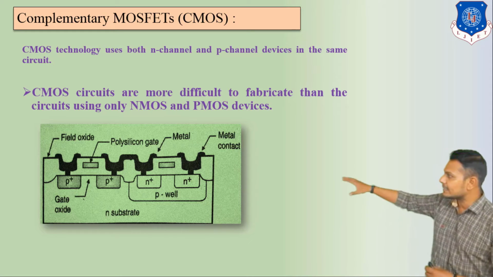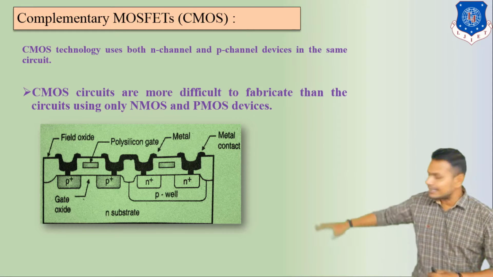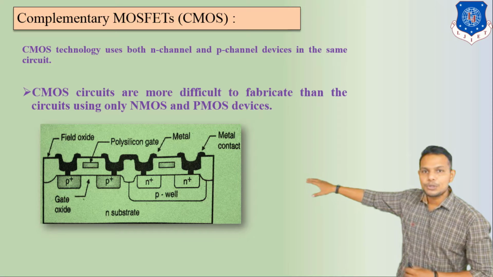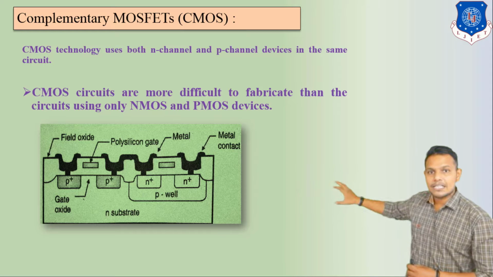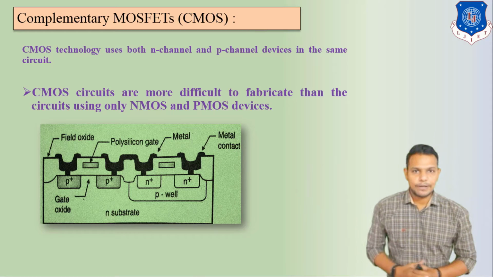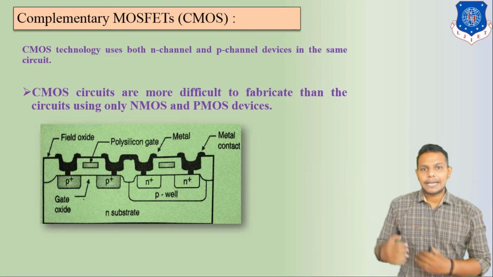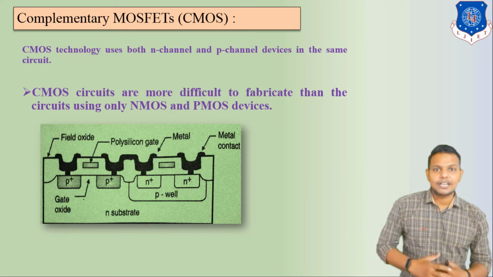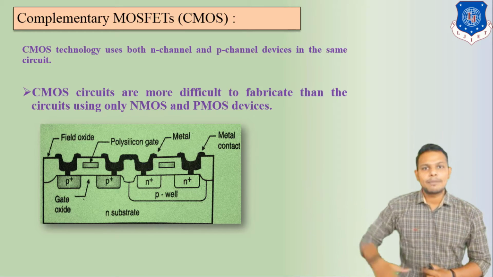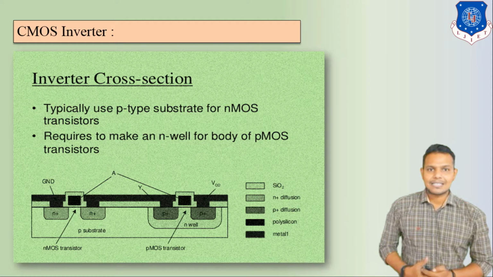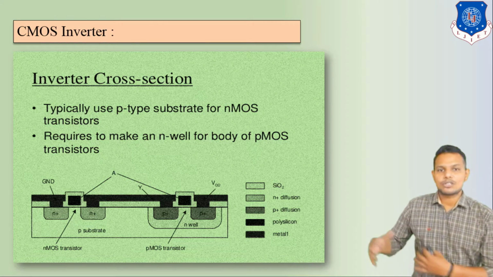Here we can see the construction of the CMOS inverter. In this circuit diagram we use an N-channel E-MOSFET as well as a P-channel E-MOSFET. If you are clear about the N-channel E-MOSFET and P-channel E-MOSFET, then you can easily understand this complementary MOSFET. Let us discuss its inverter cross section. Here we can see the CMOS inverter.